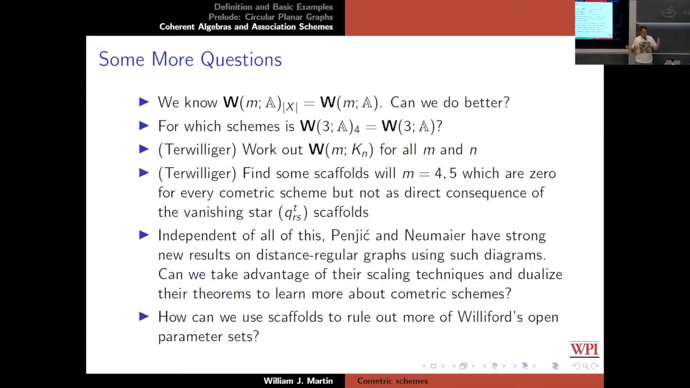I apply these things very, very concretely because my co-author Jason Williford has generated a large number of open parameter sets, and we can't rule these things out using the techniques we know. So I'd like to build a way to get scaffolds that say, if this extra Krein parameter vanishes beyond the obvious ones that come from the triangle inequality, then some other Krein parameter should vanish by something like Dickie's prism or one of those proof techniques that maps information far out in a distant eigenspace back to the first eigenspace. So that's one of the things I'm interested in.